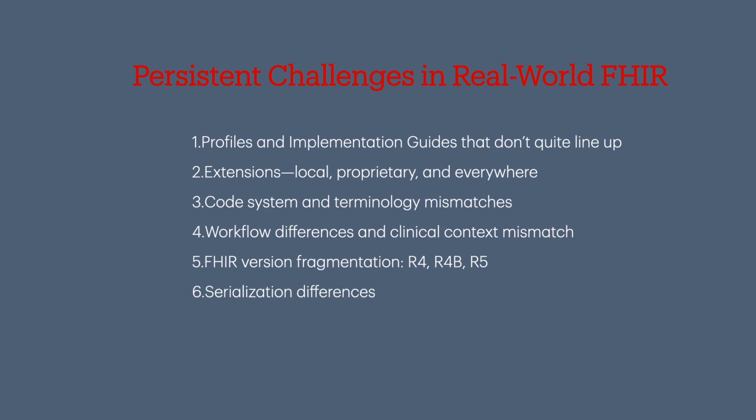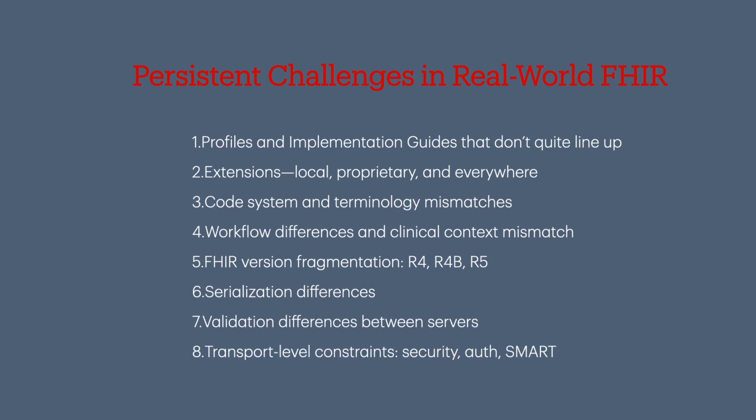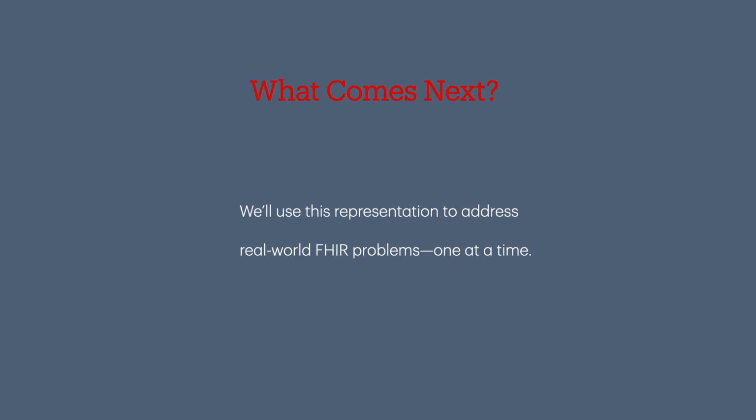Serialization differences introduce friction where none was expected. Validation rules vary between servers with inconsistent results. And transport level constraints, security, authorization, SMART. These things shape what is possible before data even moves.